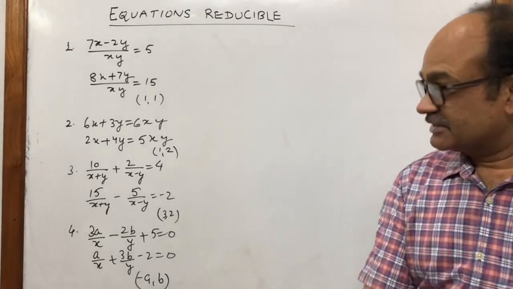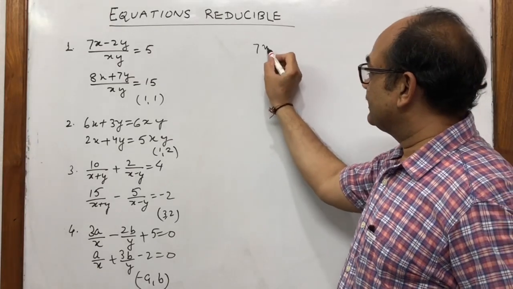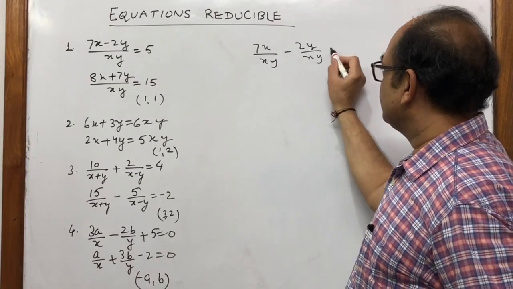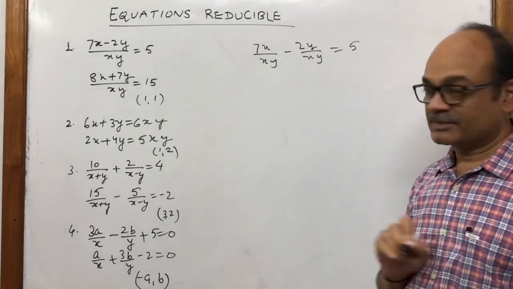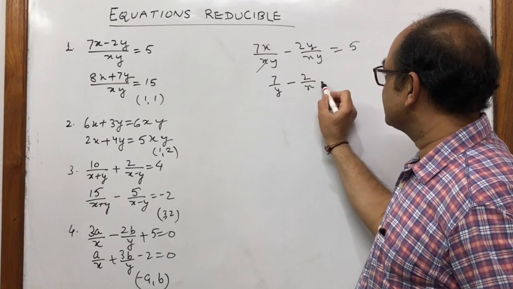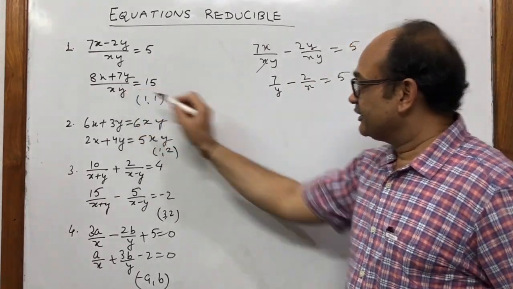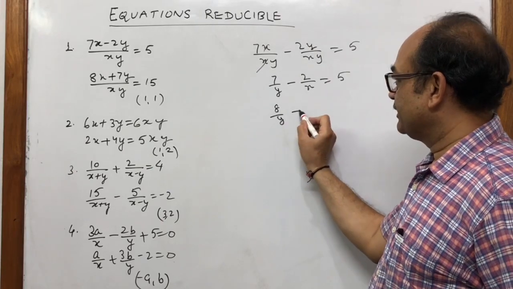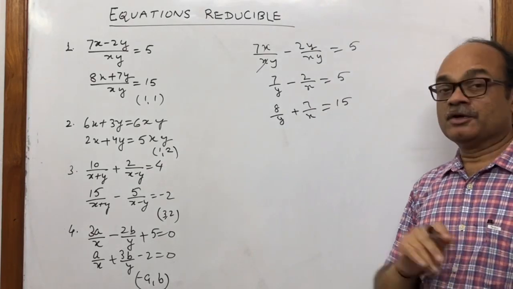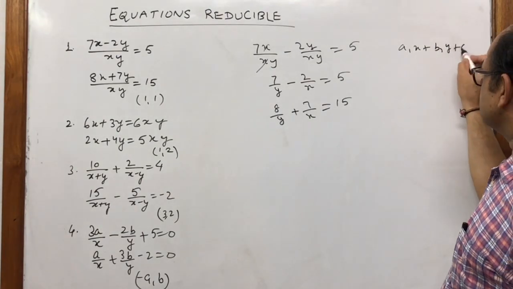First we want to start with the first sum. Here it is 7x upon xy. We can write it like 7x upon xy minus 2y upon xy equals 5. X and x cancel out, it will become 7 by y minus 2 by x equals 5. Similarly, this one, if we take the same way, 8 upon y plus 7 upon x equals 15. We want it in our standard form a1x plus b1y plus c1 equal to 0.